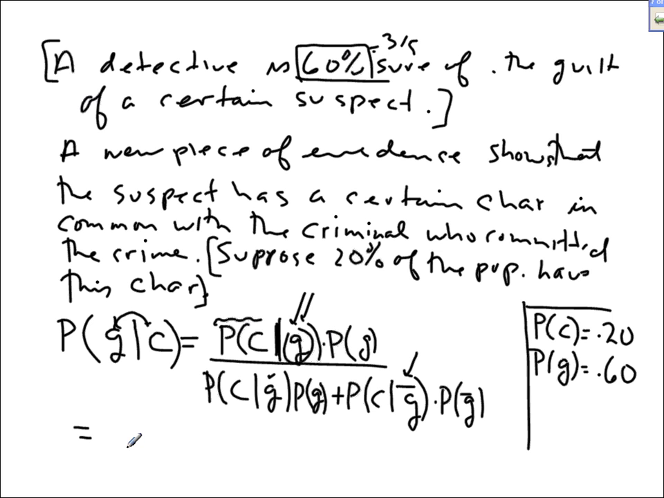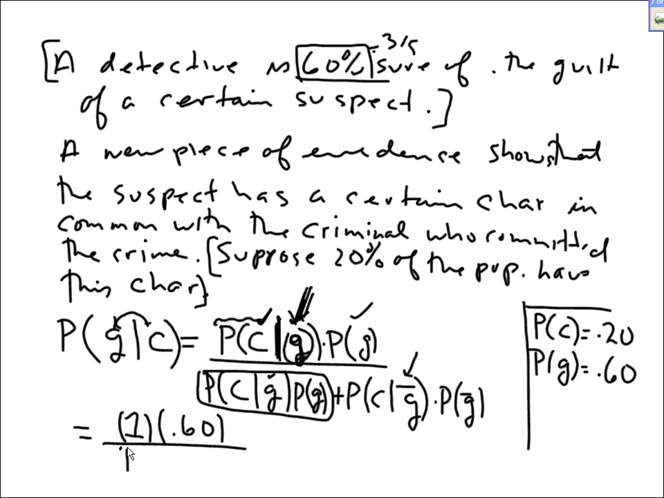Okay. Now, given that you are guilty, the probability that you have this characteristic, the probability that you are bald, is 100%, because it is known that the guilty person, the person who stole the bicycle, has bald hair. Given that you're guilty, the probability that you have this characteristic is 100%. The probability that you're guilty, 0.6 or 0.60. In the bottom, the first part, exactly the same as the top one.